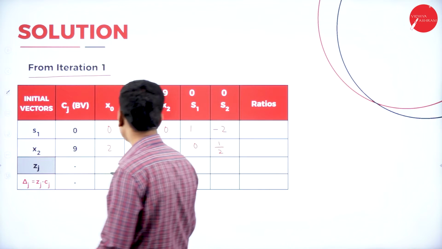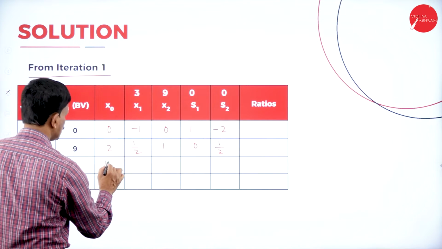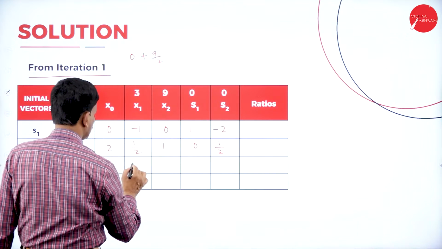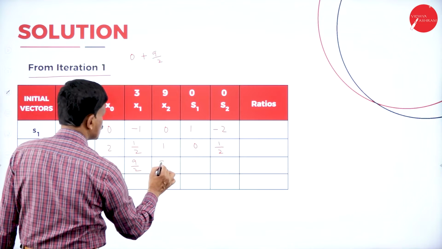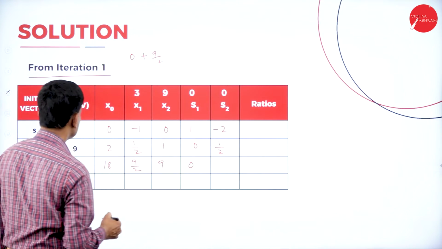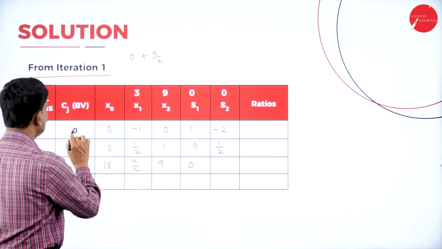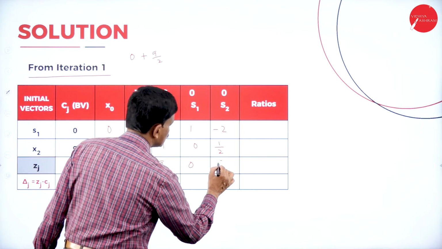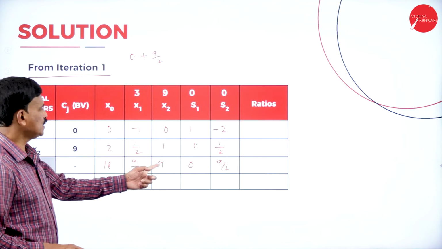Now, find out the value of Zj. 0 into 0 is 0, 9 into 2 is 18, 0 plus 9 into 1 by 2 is 9 by 2. Again 1 into 0 is 0, 9 into 1 is 9. Again 0 into 1 is 0, 0 into 9, 0. Again 0 into 1 is 0, 9 into 0 is 0. 0 into minus 2 is 0 itself, 9 by 2. Again this is 9 by 2. So, the values are 18, 9 by 2, 9, 0 and 9.